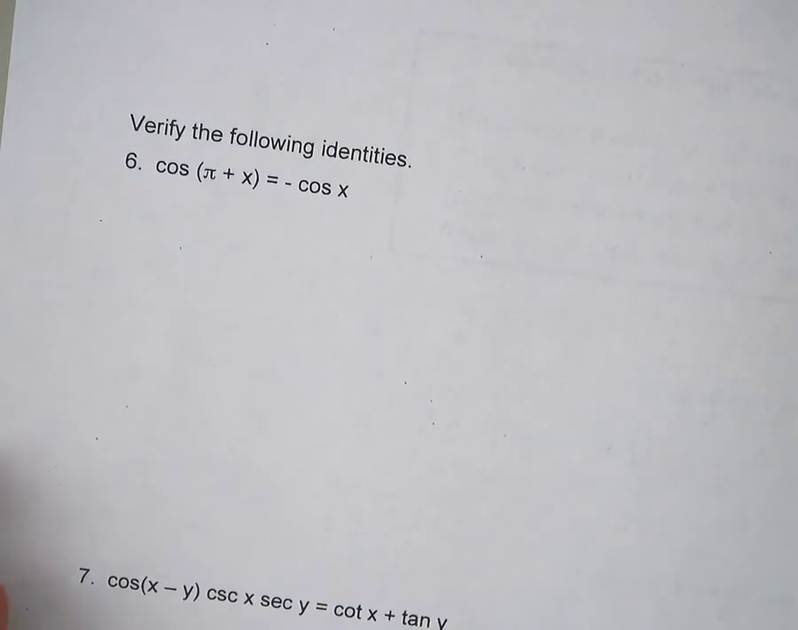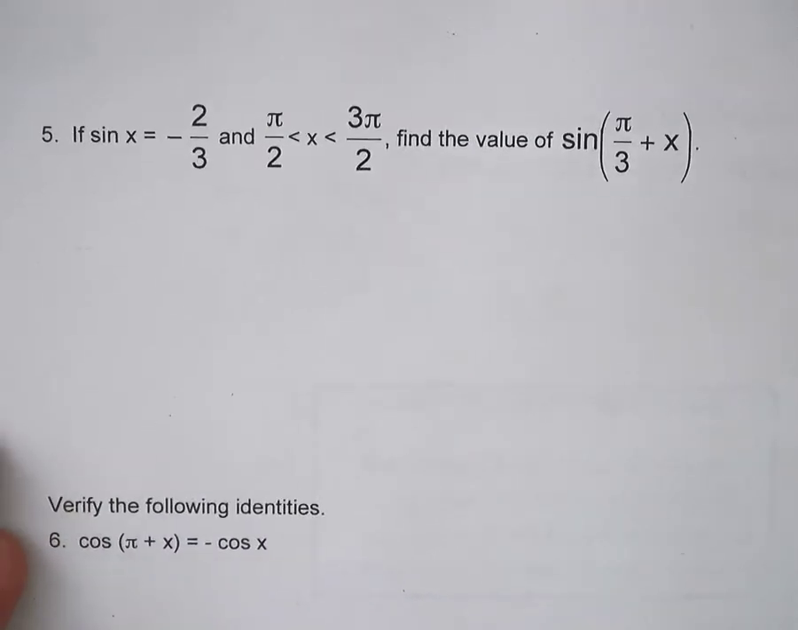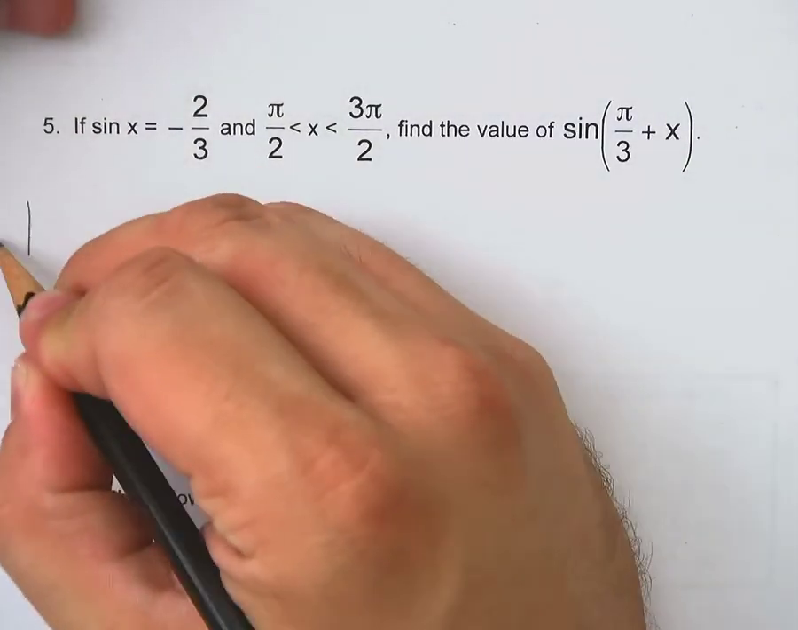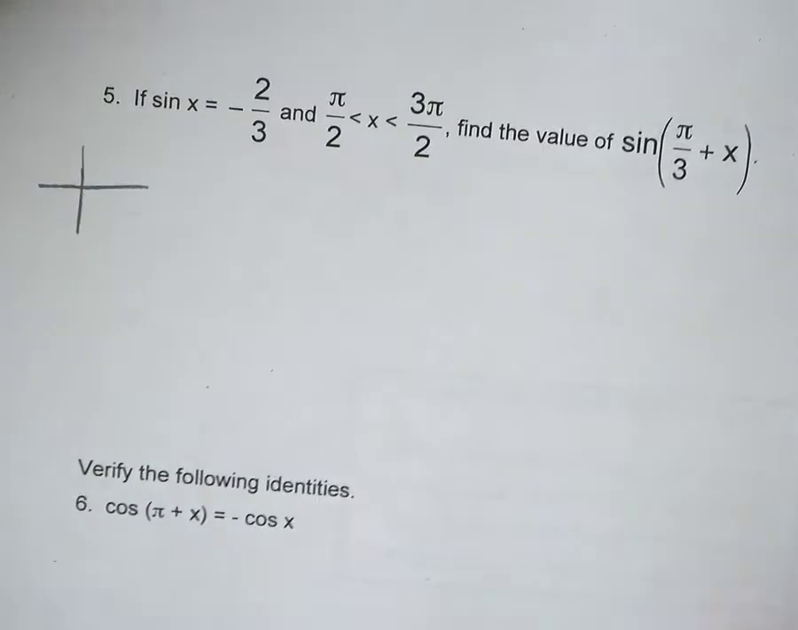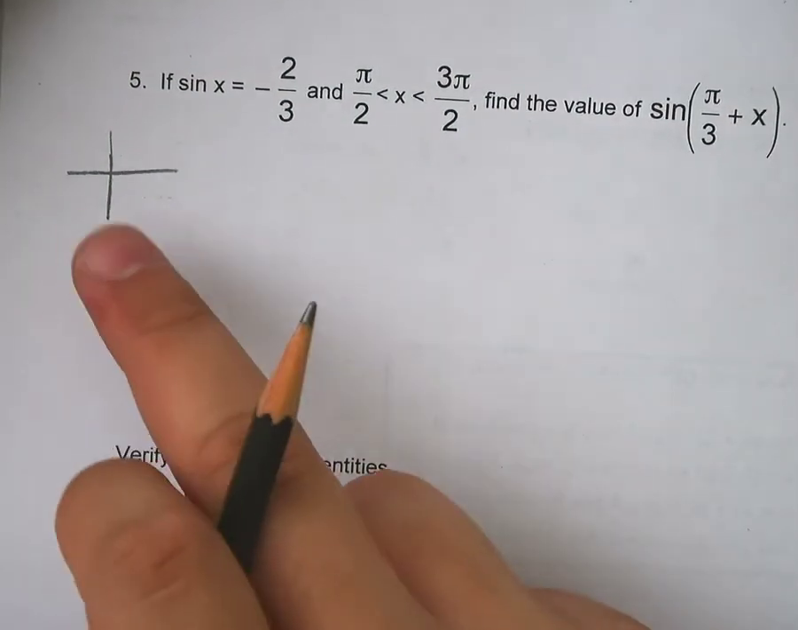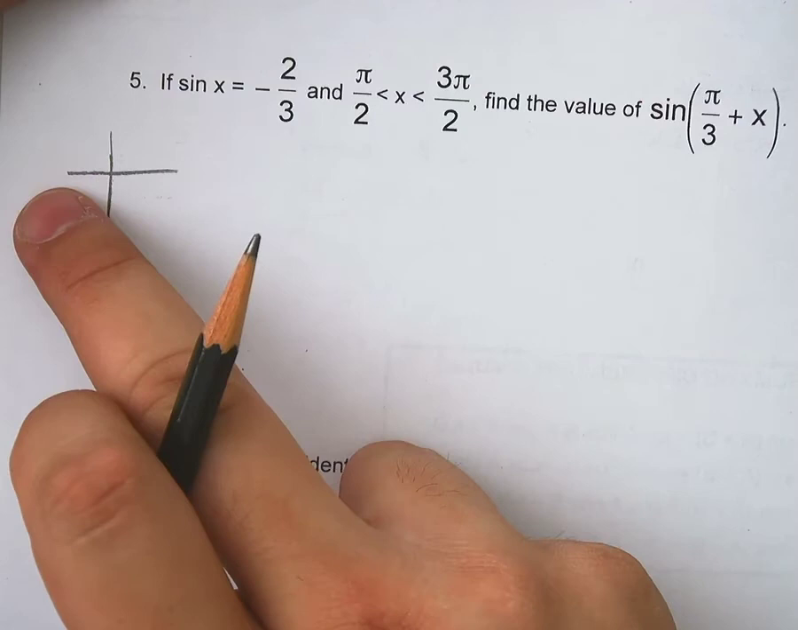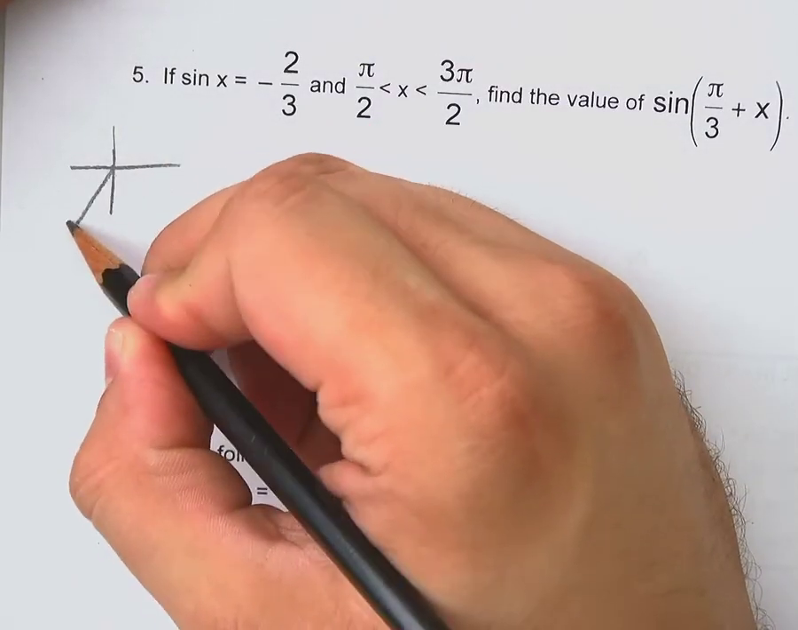Let's go to the back. Number 5 says that if sine of x equals negative 2 over 3, and it's somewhere between pi over 2 and 3 pi over 2, find the value of sine of pi over 3 plus x. Sine is negative 2/3, so sine is negative. That's in the third and fourth quadrant. And pi over 2 to 3 pi over 2 is second and third. So the only place where those meet is the third quadrant.